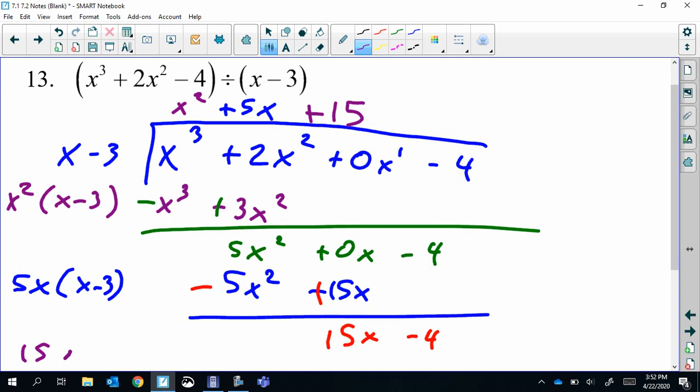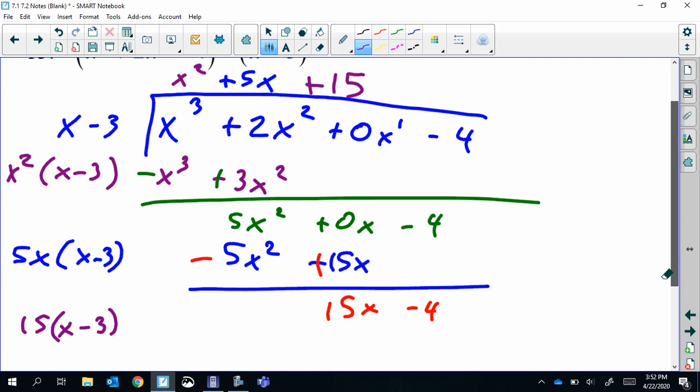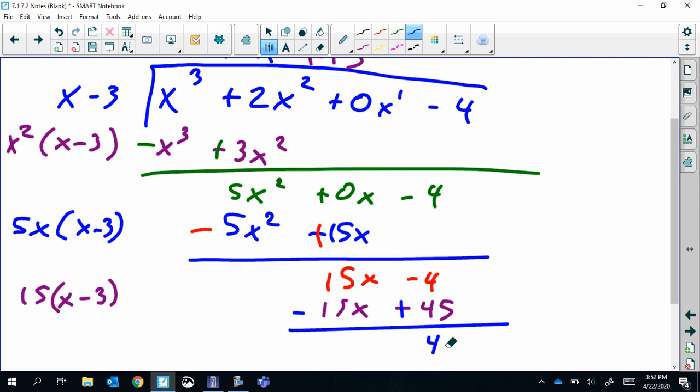Distribute. 3 times 15 is 45. And subtract, which means change those signs. 45 minus 4 is 41. So that's our remainder, 41.